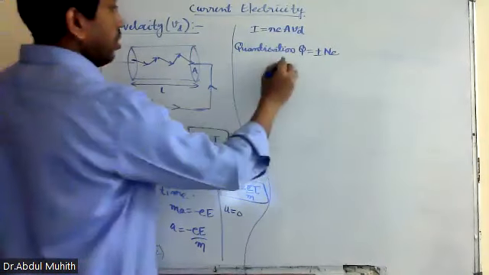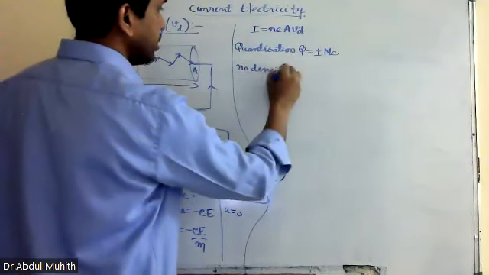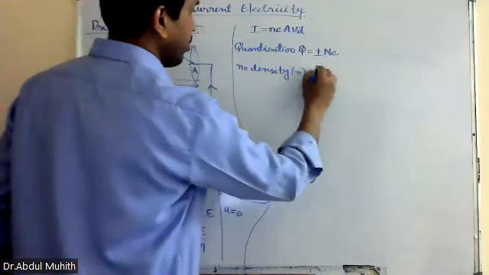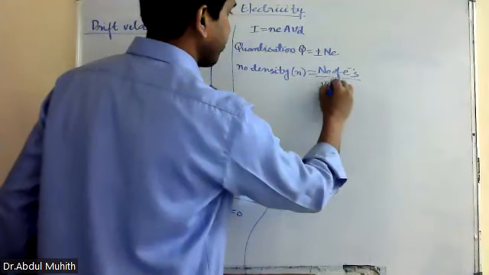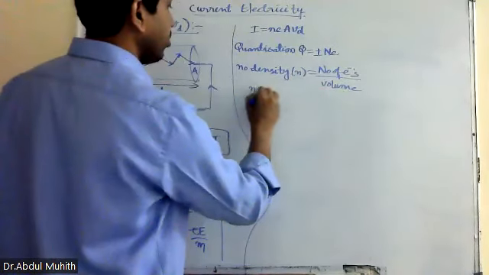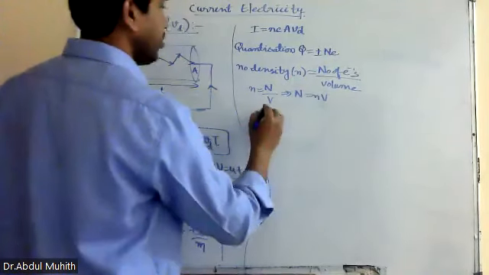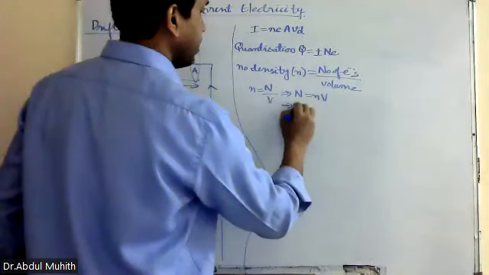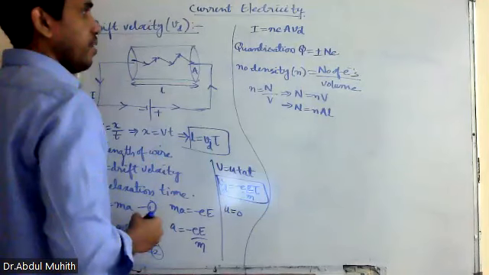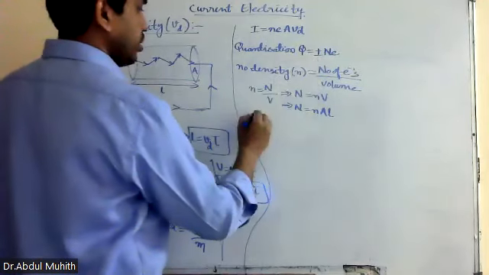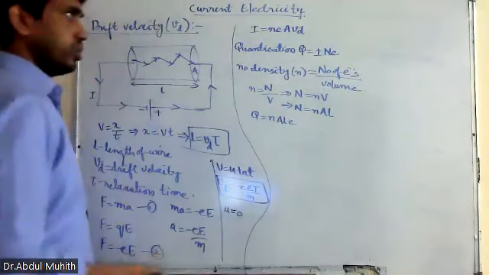Now we have number density. Number density means small n, the number of electrons per unit volume. The formula is small n is equal to capital N by V. This implies capital N is equal to small n into V. Okay. So now it implies again N is equal to small n into area into length. This is the formula. Now we substitute here. Q is equal to N A L into E. This is the total charge we got.